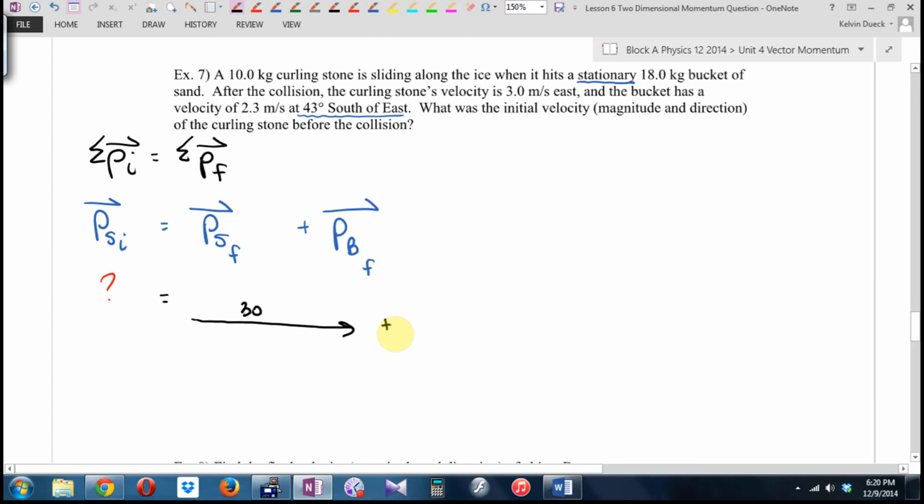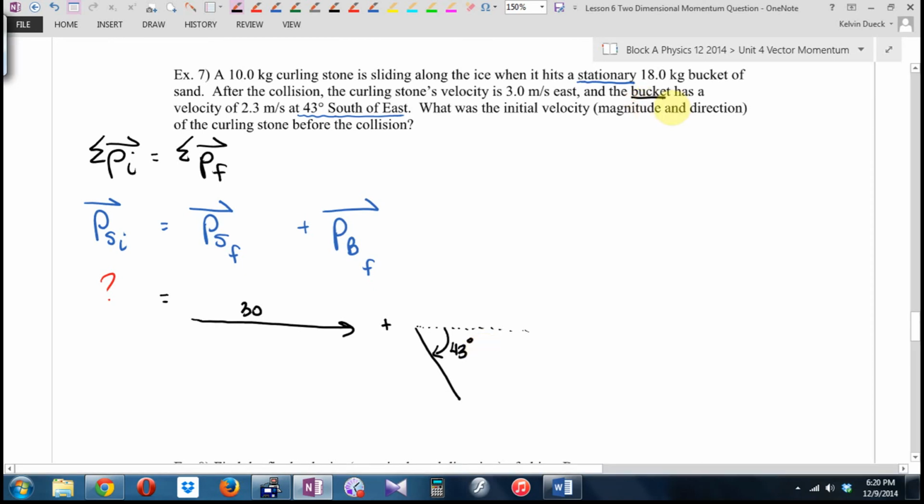It says the bucket has a velocity of 2.3 meters per second at 43 degrees south of east. South of what? South of east. Draw east first. What of east? South of east. How many degrees? 43 degrees. How big?